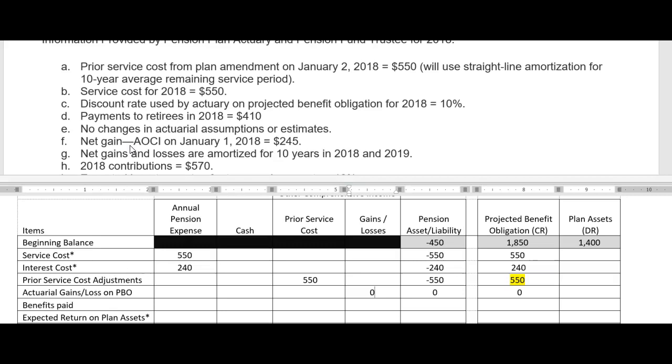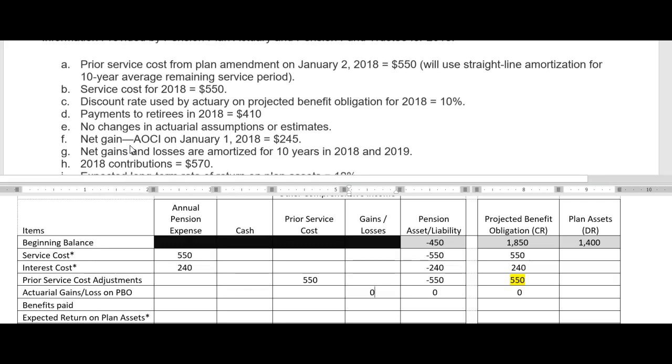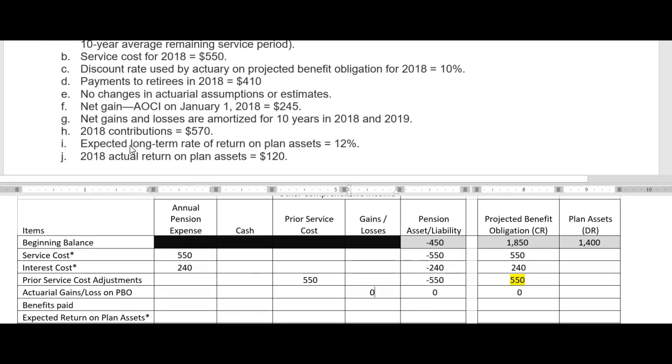Did we pay any benefits this period? So we scroll down through here, look. It's got to be somewhere. Typically we do have to if we've had any employees retire. There we go, we found it. Payments to retirees in 2018 were $410. So when we make a payment, it reduces the obligation. Anytime you make a payment, you're reducing the obligation that you have to your employees. So that's 410.